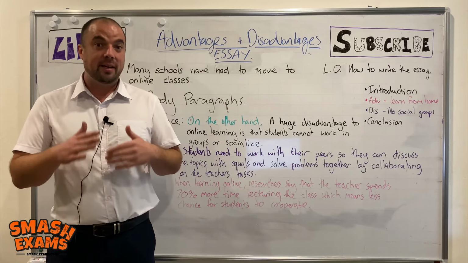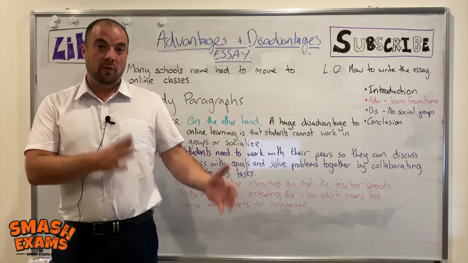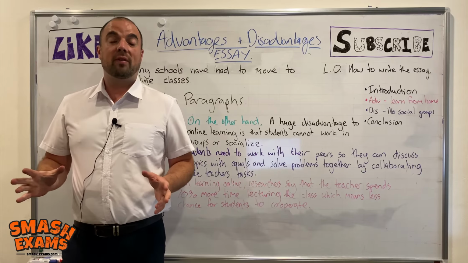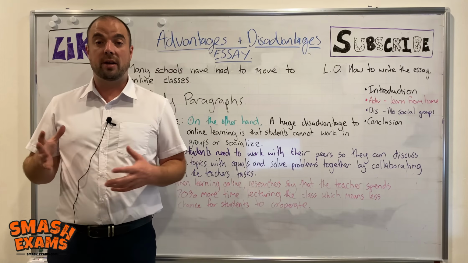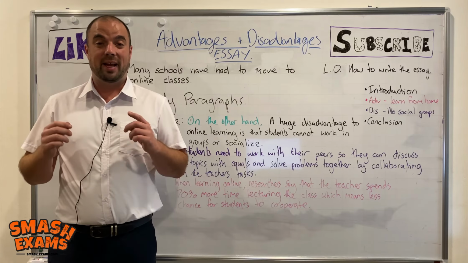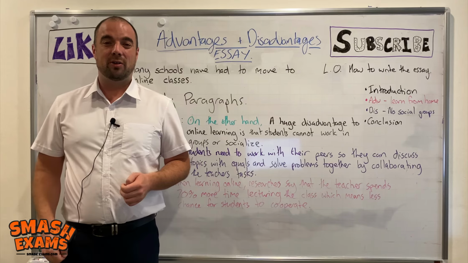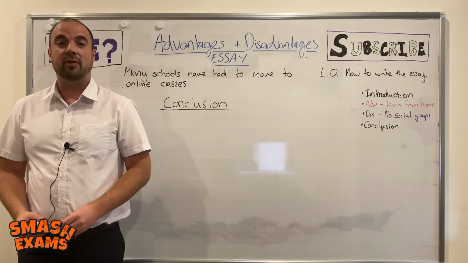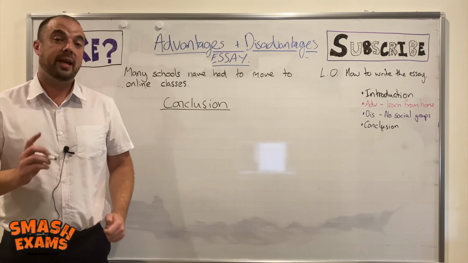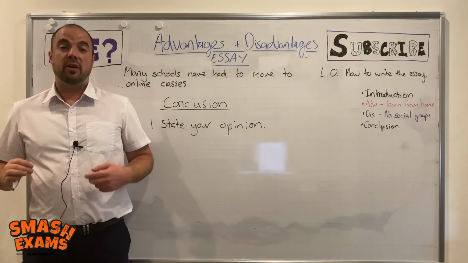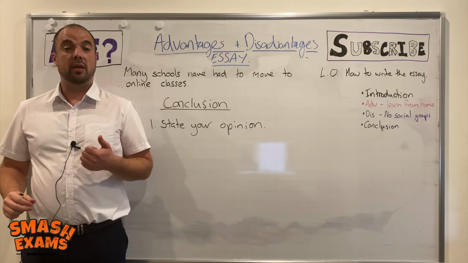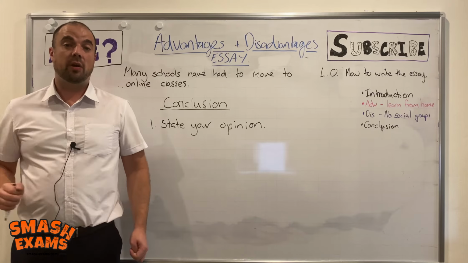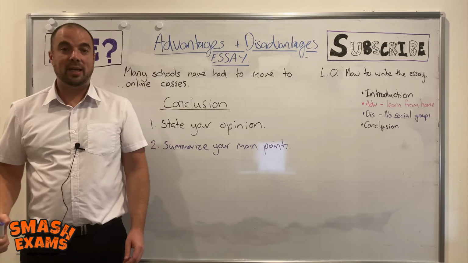That's it. You've added your extra sentences. We've used our planning time to create these body paragraphs. Now all that's left to do is give our opinion and sum up our ideas in the conclusion. Let's look at the conclusion right now. Okay, so in the conclusion, there are 2 things that you need to do. The first thing you need to do is state your opinion. You need to reiterate whether you think the advantages or the disadvantages are greater. You also need to summarize your main points.